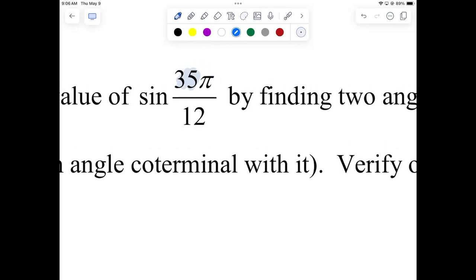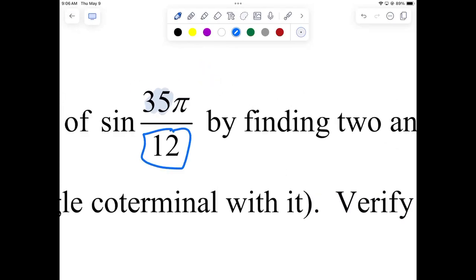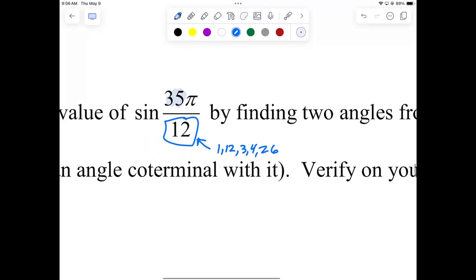So remember the way you do this. You look at the factors of 12, which are 1 and 12, 3 and 4, 2 and 6. Okay, and you try to find some numbers that have factors in common with 12 so you can divide it out. So what can we do with 35? Let's just think about what we can do with 35.